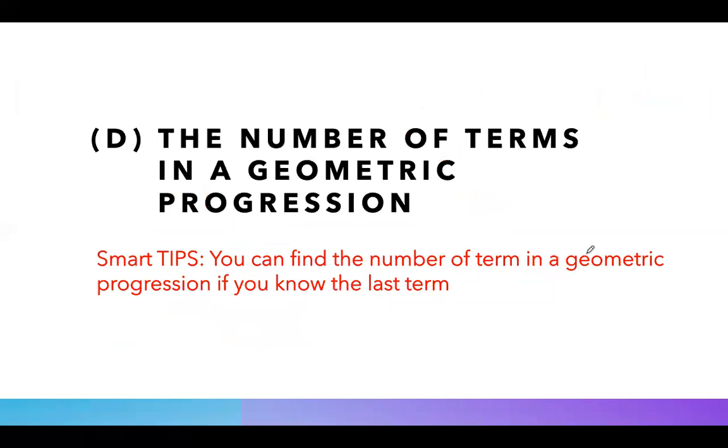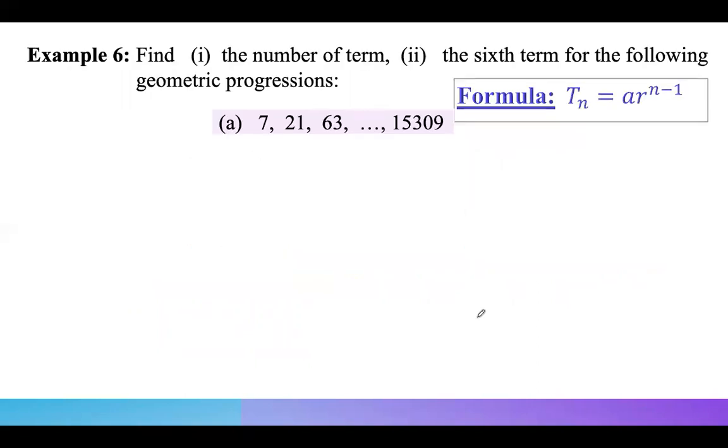Let's continue. Now, the number of terms in a geometric progression. You can find the number of terms if you know the last term. Usually they will give you the last term to find the number of terms for the sequence that is listed. So we still apply the formula, Tn equals A times R^(n-1). Find the number of terms.